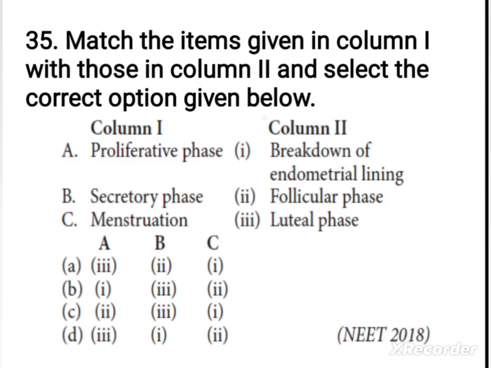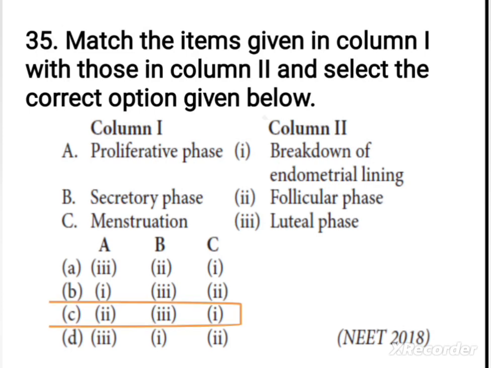Next one. Match the items given in column 1 with those of column 2 and select the correct option given below. See, in column 1 they have given proliferative phase, secretory phase, menstruation. Column 2, breakdown of endometrial lining, then follicular phase, luteal phase. Match the correct one and try to find out the answer. Now the correct answer is C. C is the correct answer.